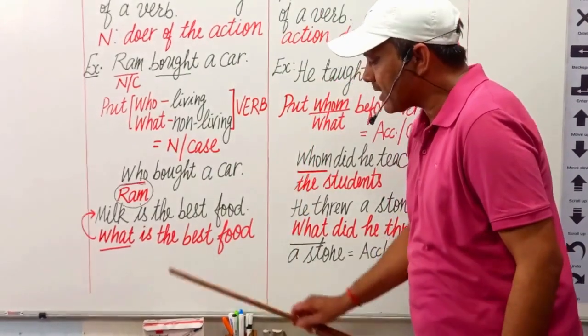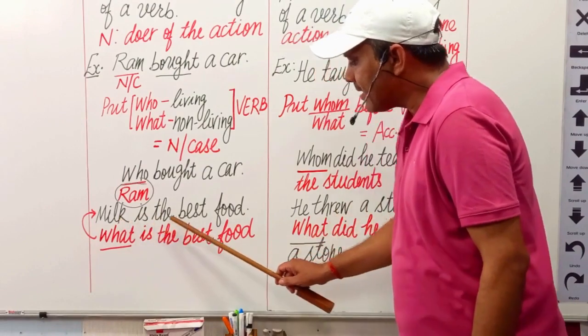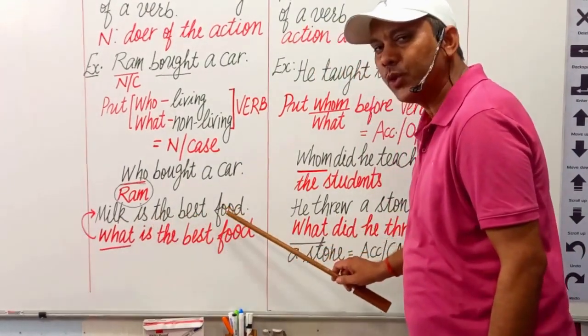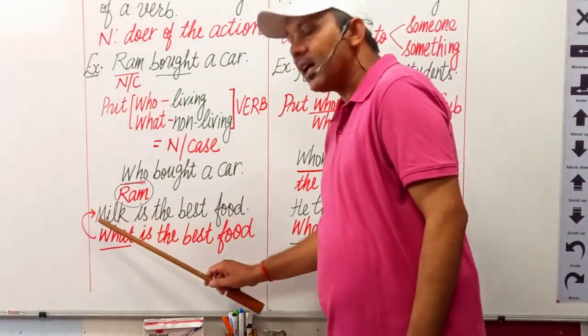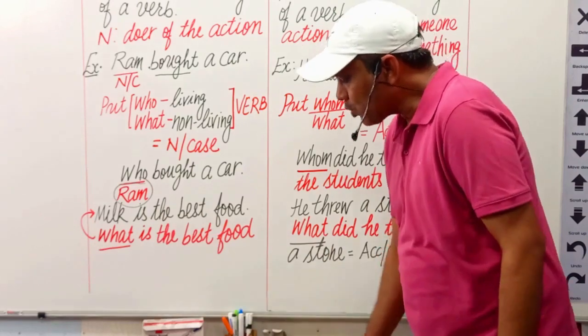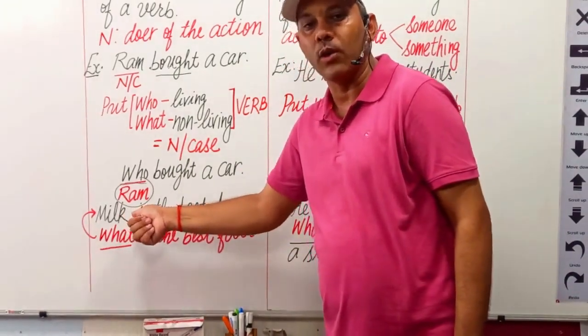Let us take one more example. The example is: Milk is the best food. Here milk is a material noun, but we have to find out the case of milk, the case of this noun.